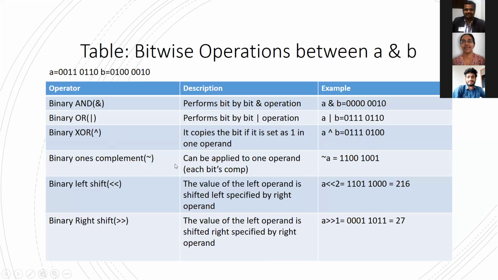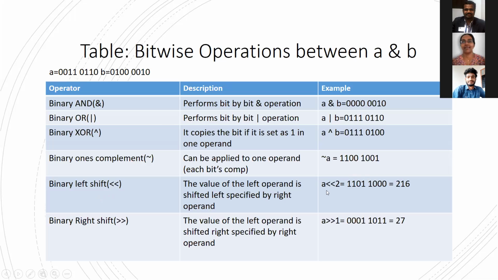One's complement again is the reverse of what you have in the 8 bits. So if you do one's complement of A, you simply reverse this. So this will be 1100 1001. So you can see this result.